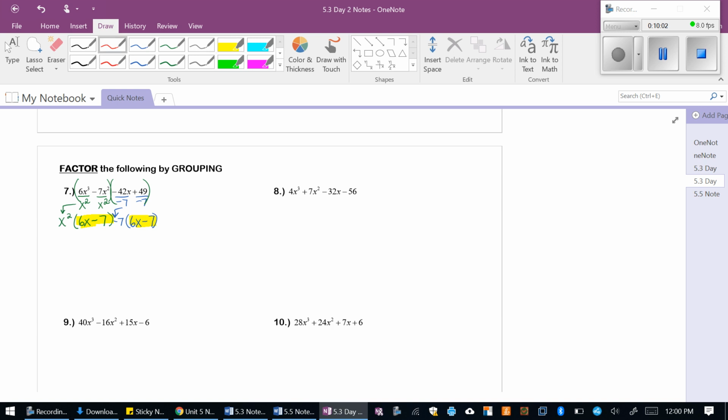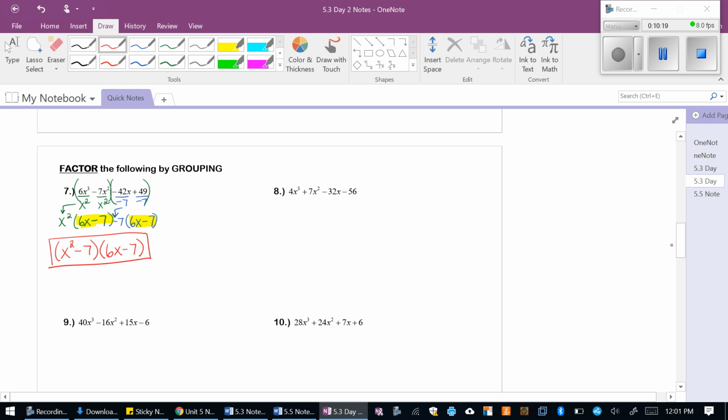Your next step is going to be to combine those GCFs into one factor, so x squared minus 7, and then rewrite the factor that is repeated, whatever's left over in the parentheses, one time.